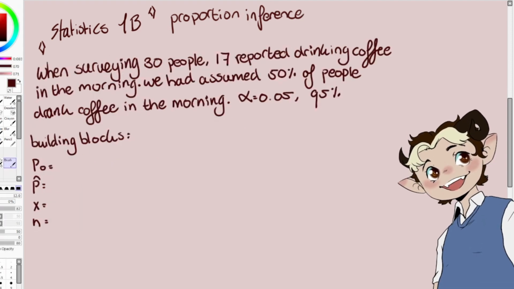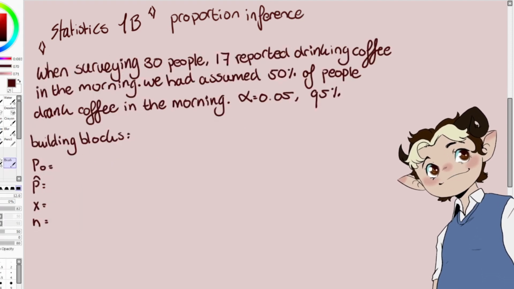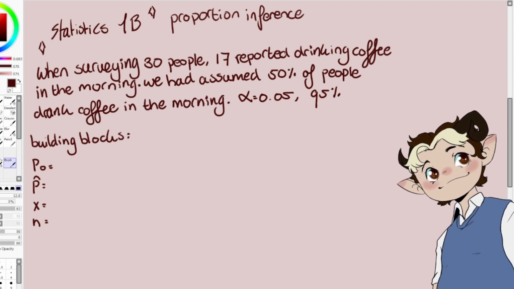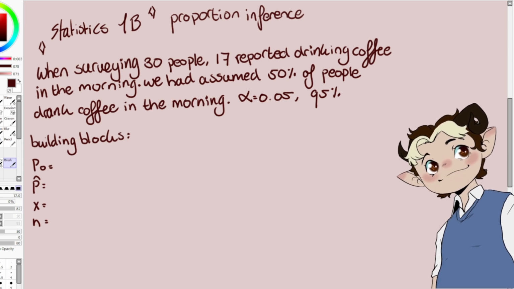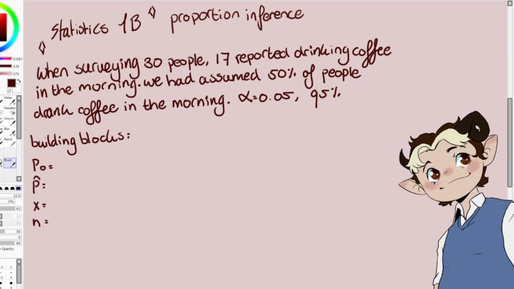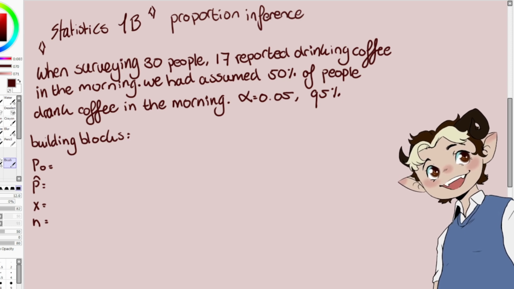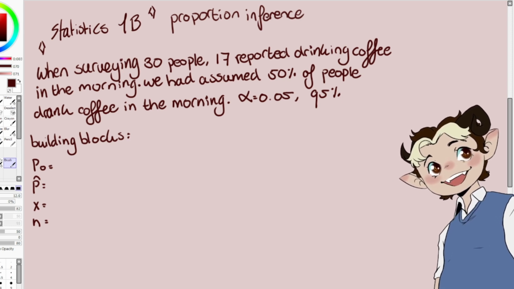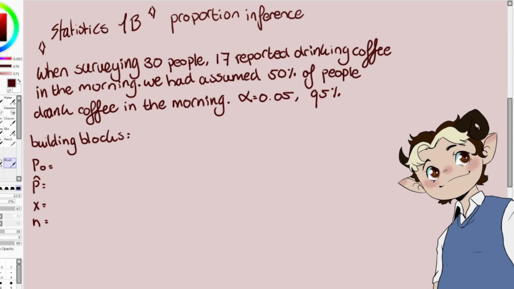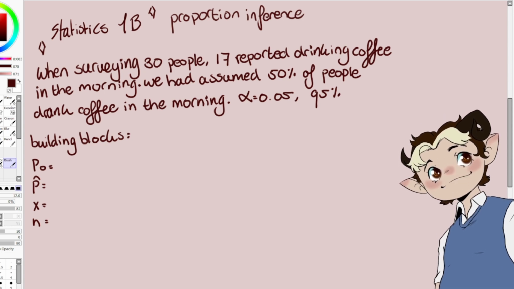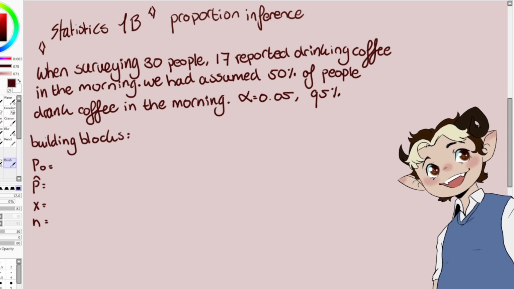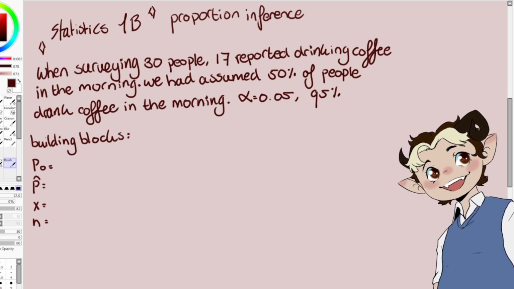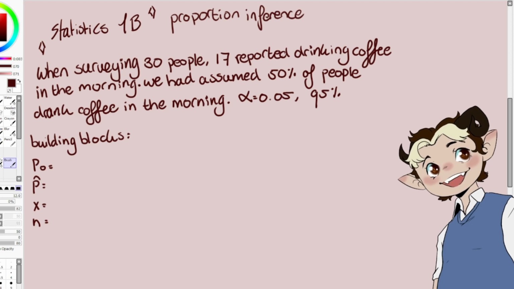Alright, so I wrote down a little example. We have surveyed 30 people, of which 17 reported that they drank coffee in the morning. We assume that 50% of people did drink coffee, so that is going to be our null. Then we're going to do both a significance test and a confidence interval, using an alpha level of 0.05 and a confidence level of 95%. So let's first look at our building blocks. We want to look at our null hypothesis.